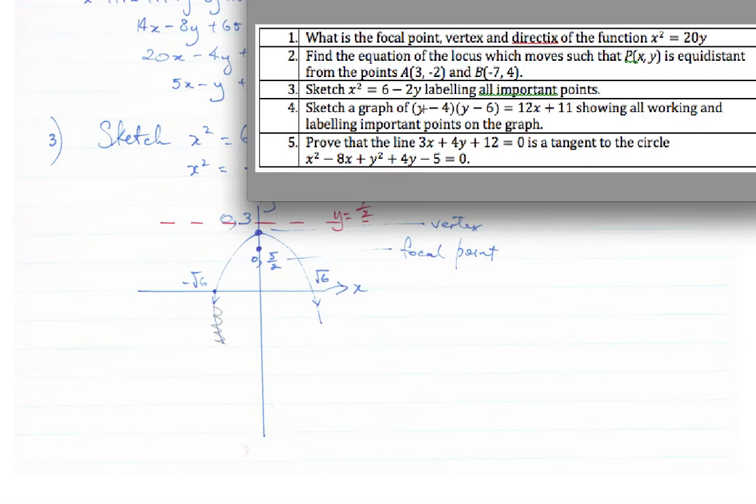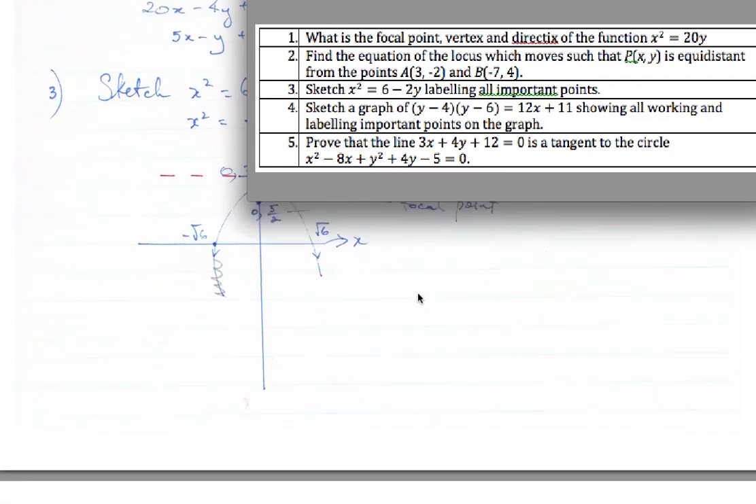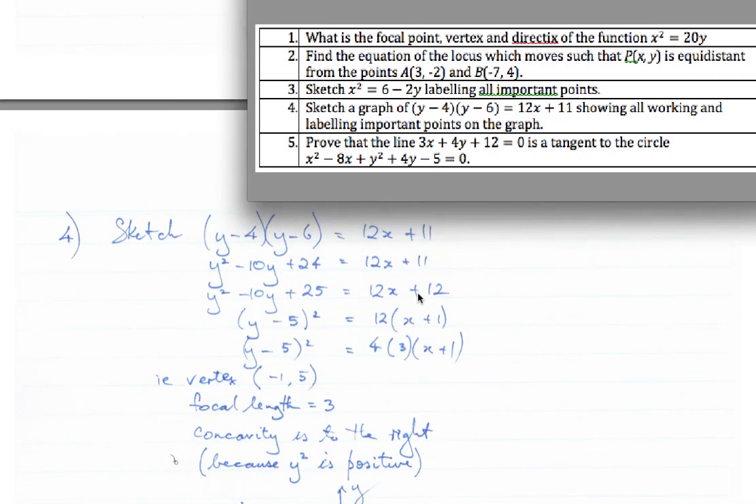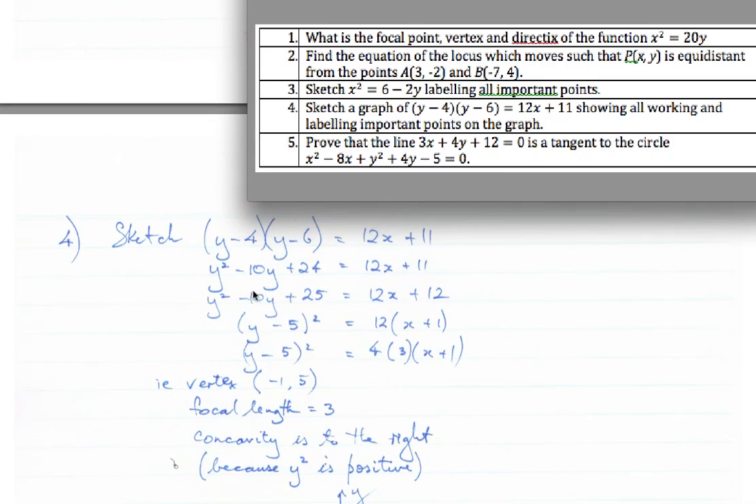Or generally, y minus h all squared equals 4a x minus k. So that's the format, and so therefore I have to do something with this. And so what I'm going to do is expand it. Okay, and I get that line there.